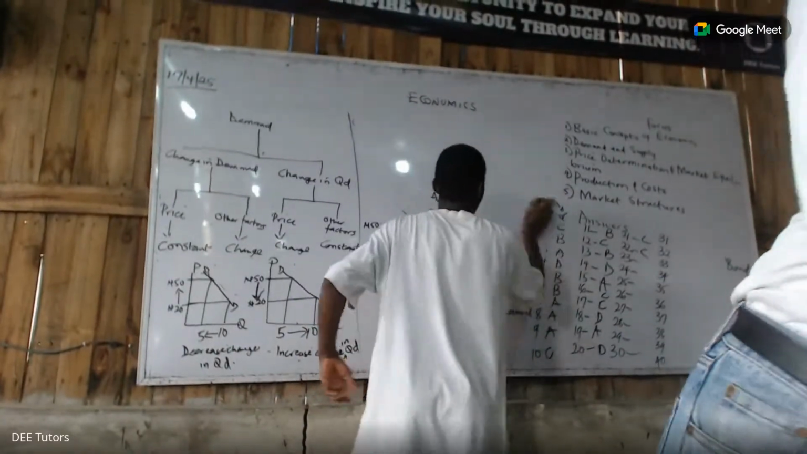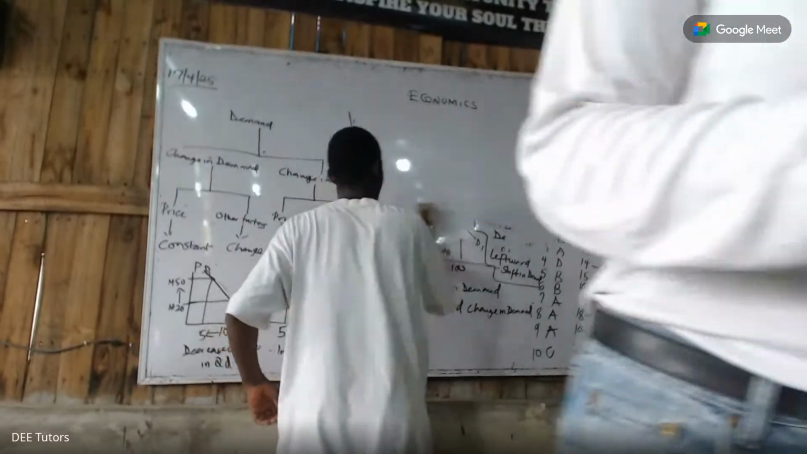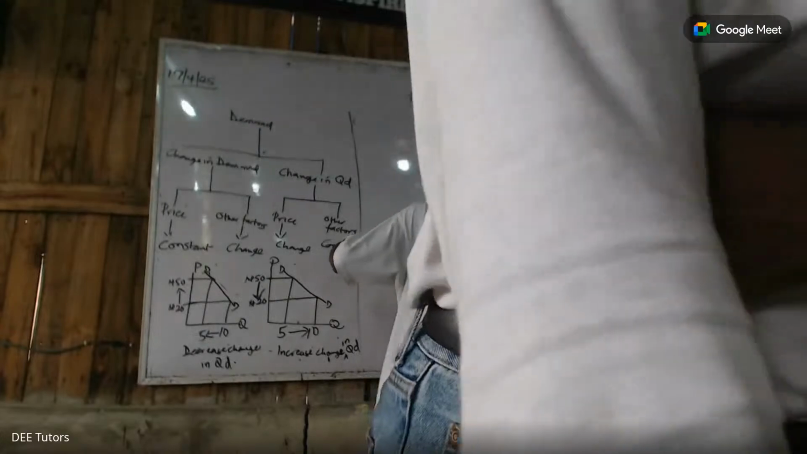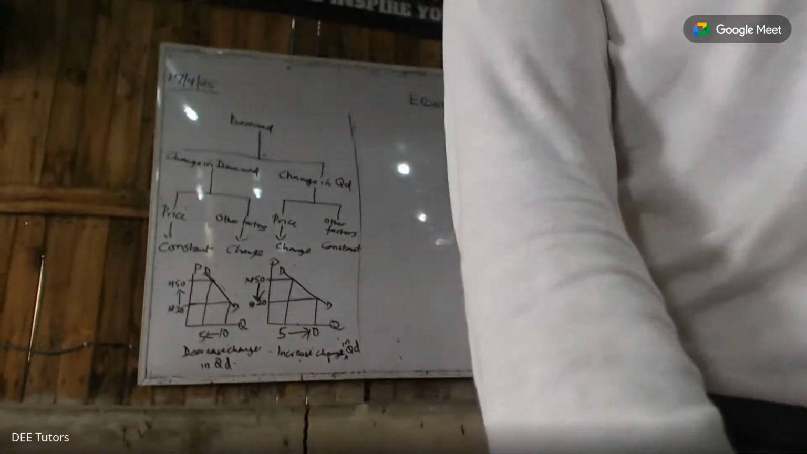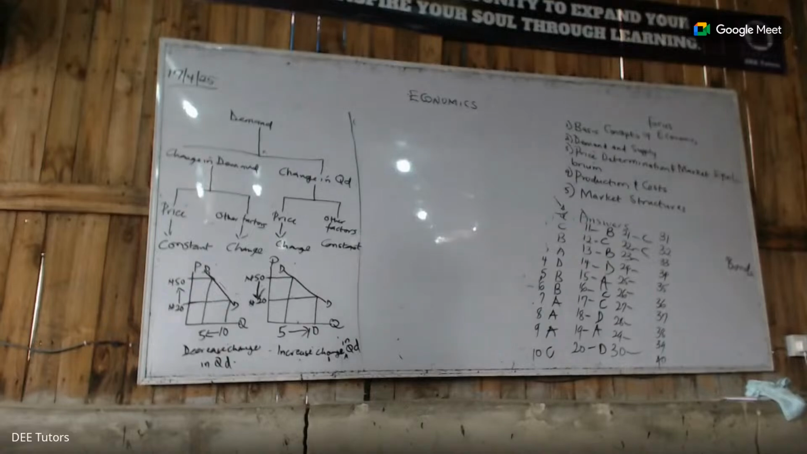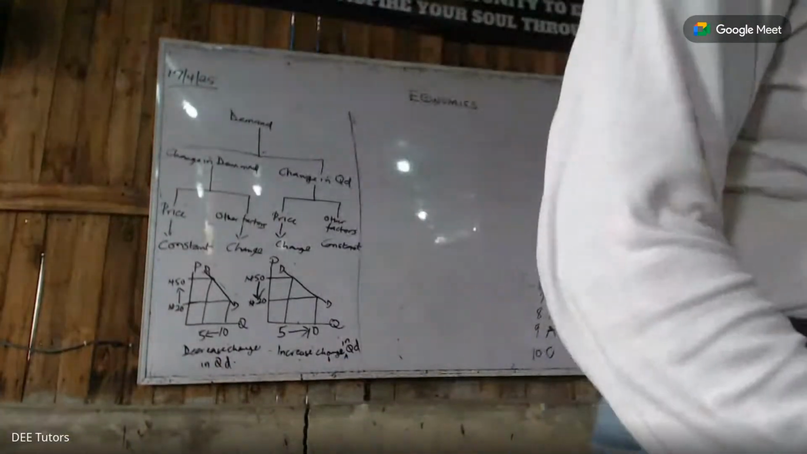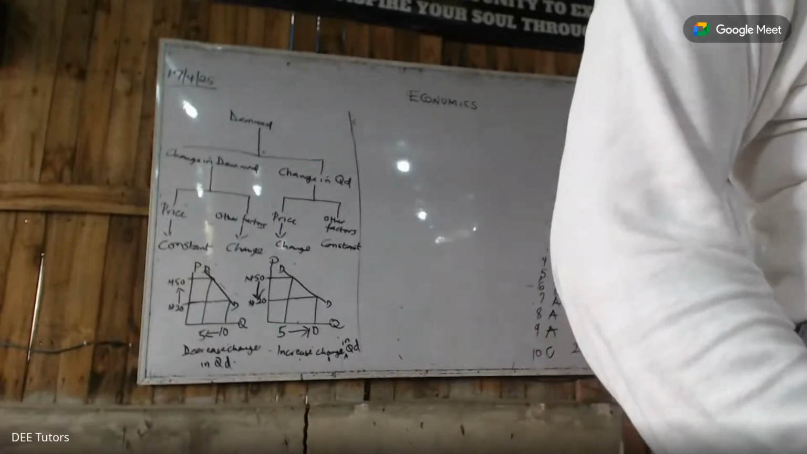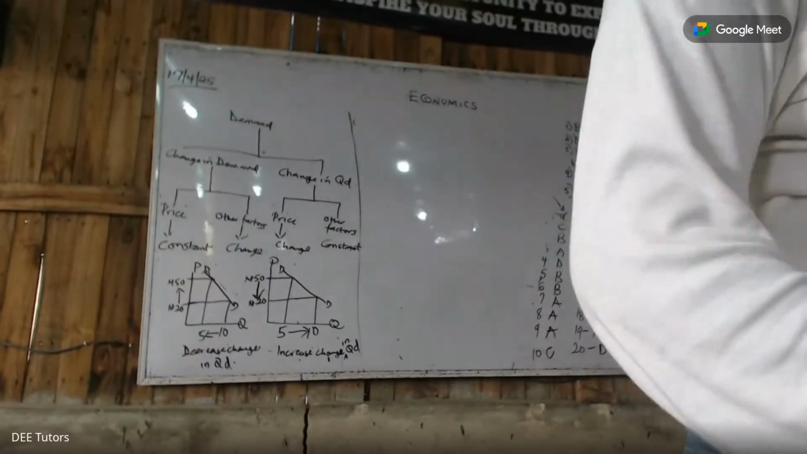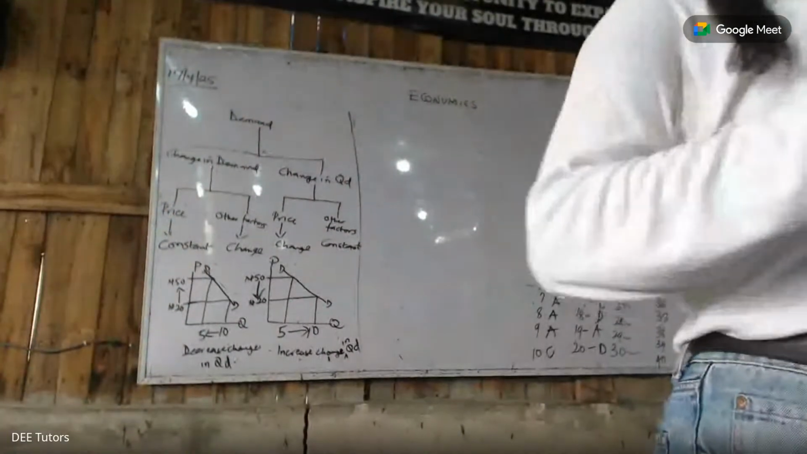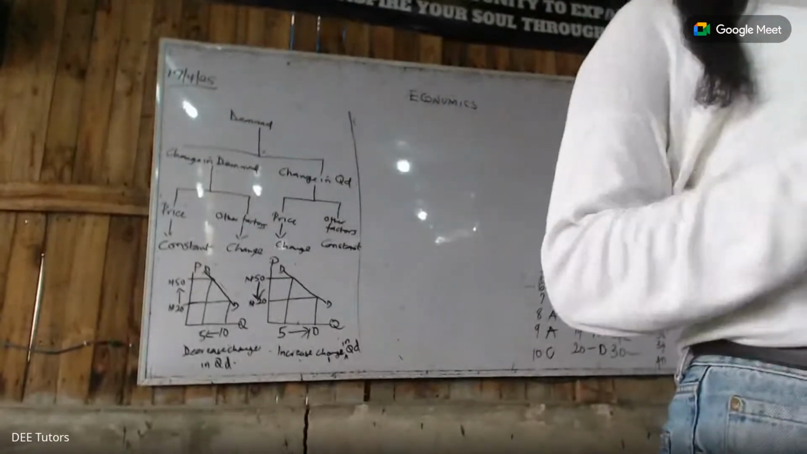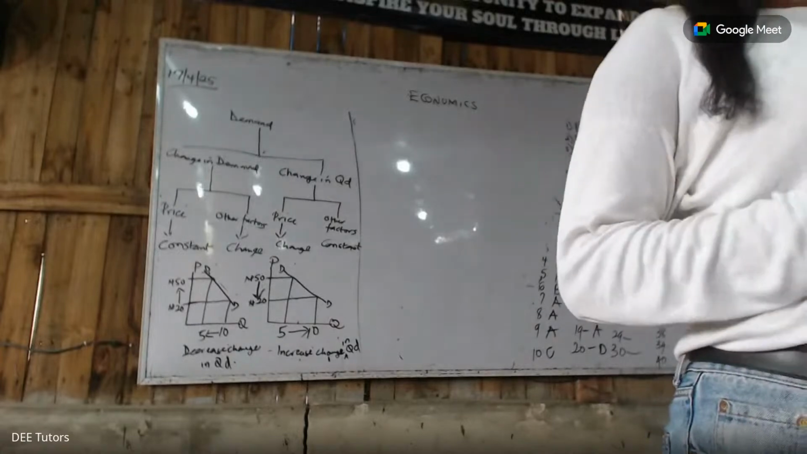Let me give elastic supply. Let me start all over. Elastic supply is when a small change in price leads to a greater change in quantity supplied. Full stop. That one is inelastic; I've explained elastic before.